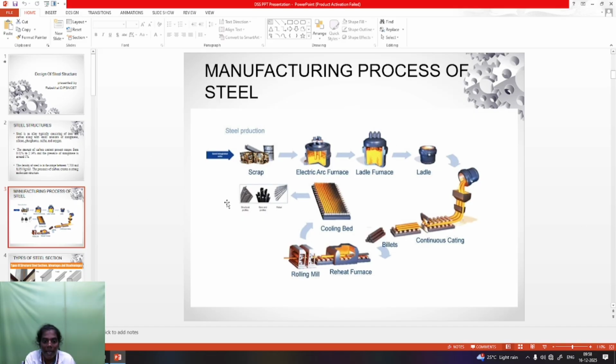So these are the manufacturing processes. First, iron ore is the main source. The iron ore has scrap content. The scrap goes to the furnace and heats the iron ore. Oxygen is induced to the iron ore, and with continuous heating and cooling bed, the bars, I sections and L sections of steel are produced and go to the market.